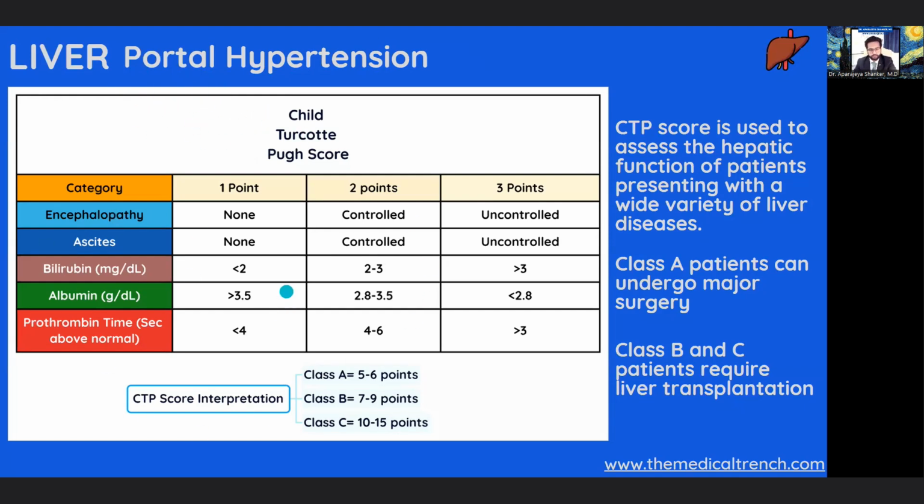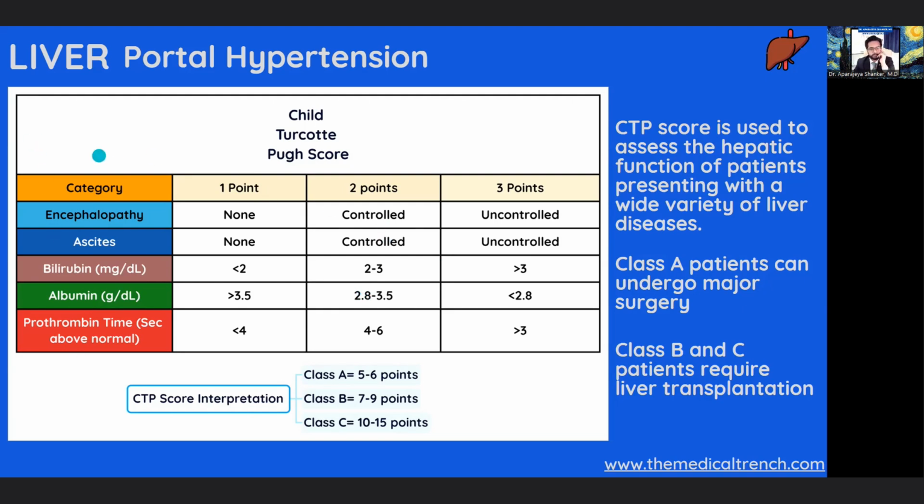Now, I'm not going to go into the full detail here, but you should study and know this, because this is used for staging and seeing whether a patient is fit for surgery or not. And this goes for a wide variety of liver disease, including hepatitis, severe hepatitis, cirrhosis, whatever. The main idea is that we categorize the patient according to CTP classes. Class A patients can undergo major surgery, such as surgical shunting, whereas class B and class C patients show very advanced liver failure, such that you can only do a liver transplantation, not even a liver resection, right?